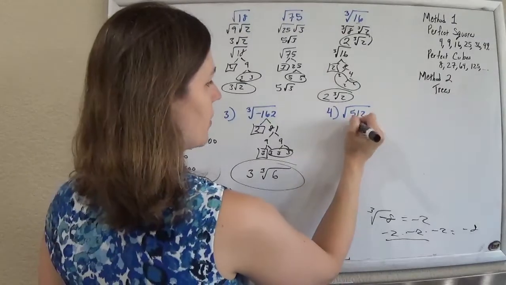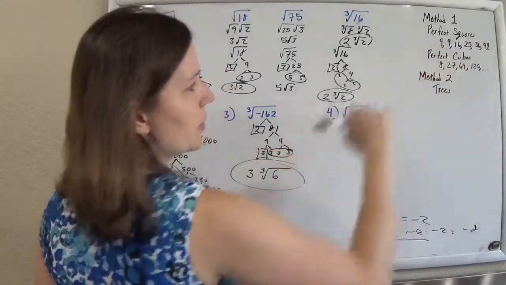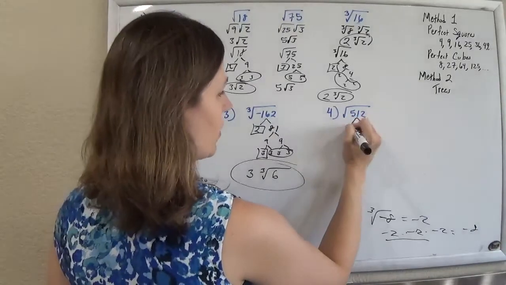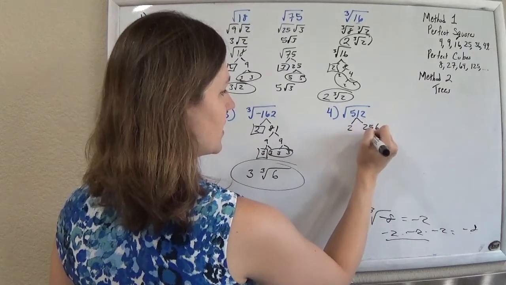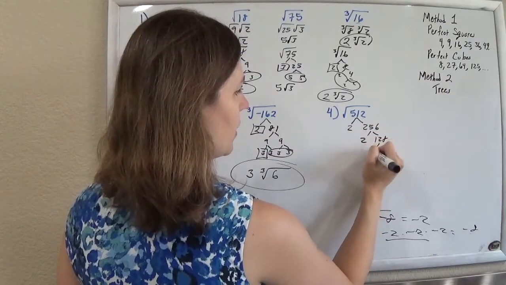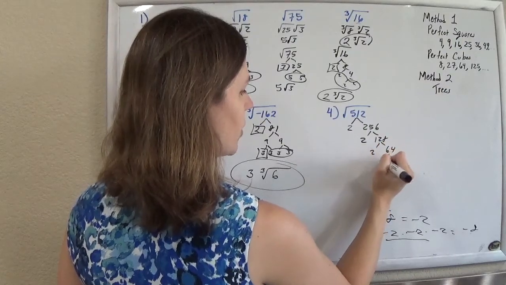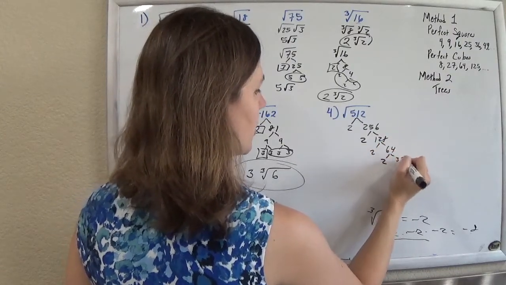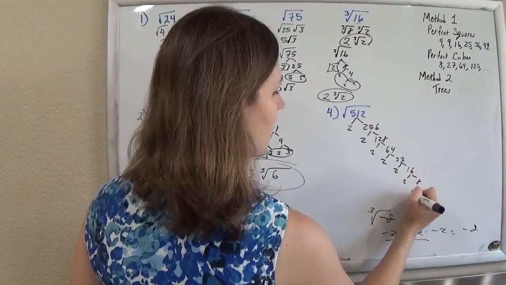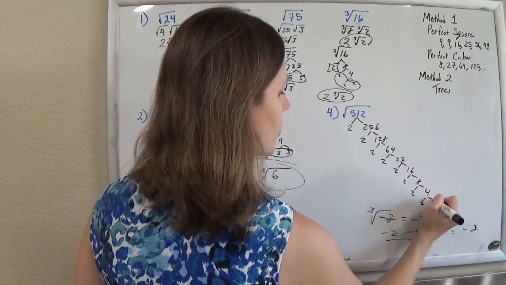And back to square roots. Again, I don't quite recognize a perfect square that goes into there off the top of my head, so I'm just going to break it down. This is 2 and 256, which is 2 and 128, which is 2 and 64, which is 2 and 32, which is 2 and 16, 2 and 8, 2 and 4, 2 and 2.